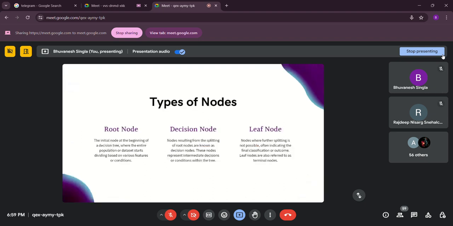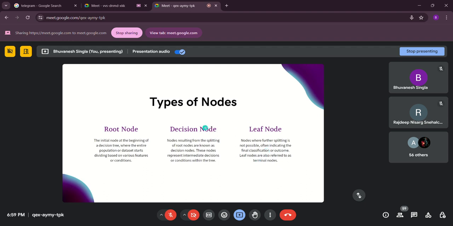Now, coming to some terminologies, we can have three types of nodes in a decision tree. You can have a root node, a decision node, and a leaf node. Now, again, a leaf node is basically where further splitting is not possible. This most likely happens when you have a final outcome or a final classification, and because they're final, you can also call them terminal nodes.